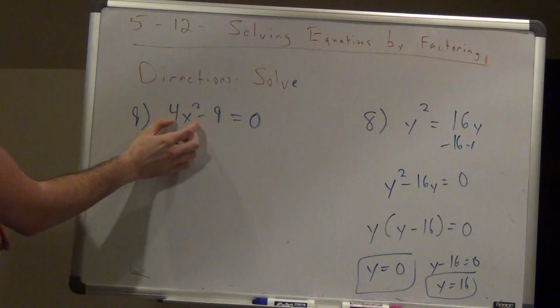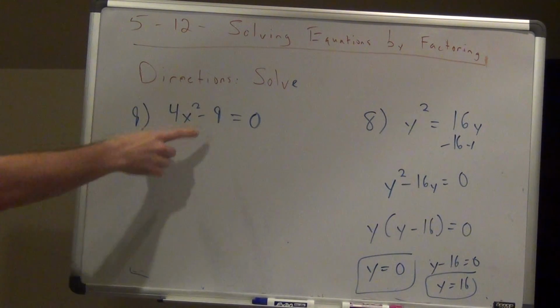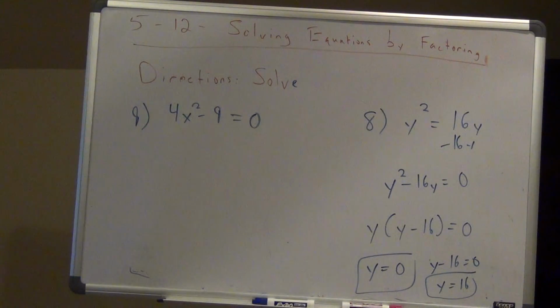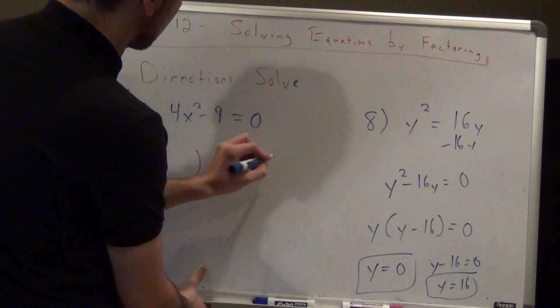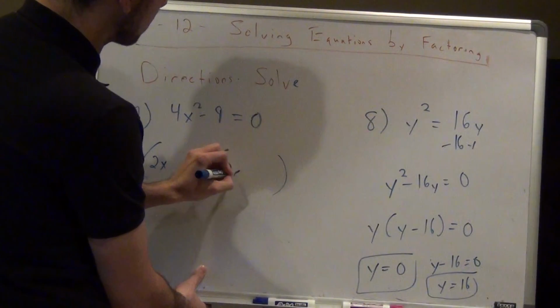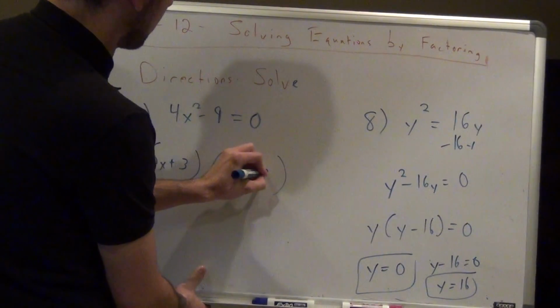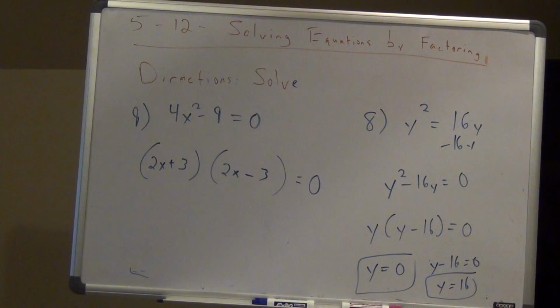Okay, well, if you try to square root it, 4x squared is a perfect square, as well as 9. Because they're both perfect squares and they're subtraction, this is difference of squares. Remember how we do that? It's 2 sets of parentheses. It's the square root of the first number, which is 2x, and then plus or minus the square root of the second number, which would be 3. So that's how you factor difference of squares.